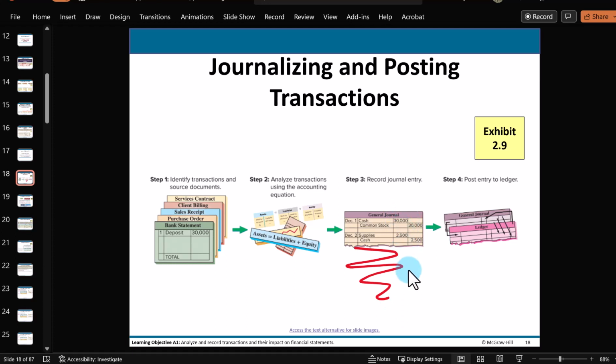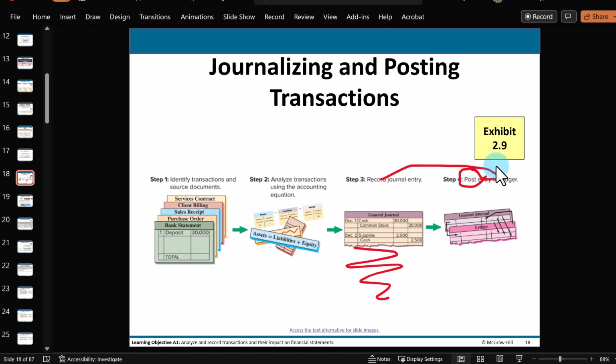After you accumulate a whole bunch of these journal entries in the journal, the next step is to transfer these amounts into another record called a ledger. Here's our journal again. You can see the arrows pointing into the ledger. The correct term when you transfer the amounts from the journal to the ledger is called posting. You post from the journal into the ledger.